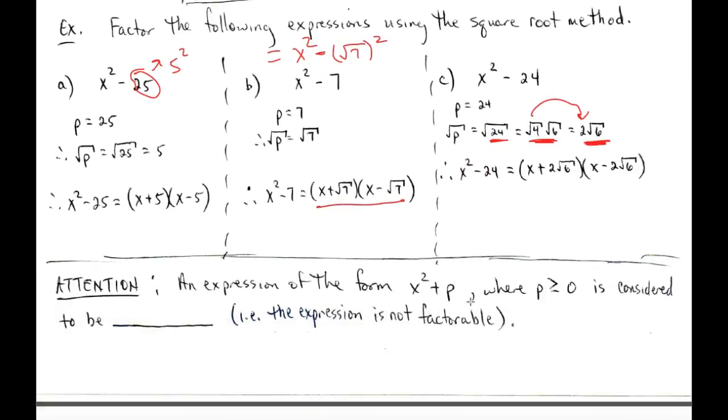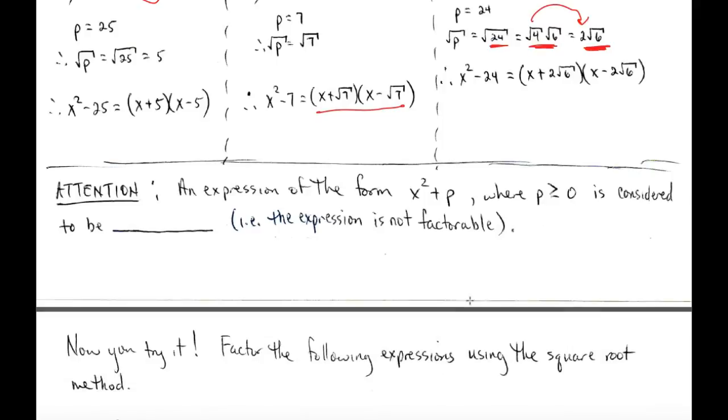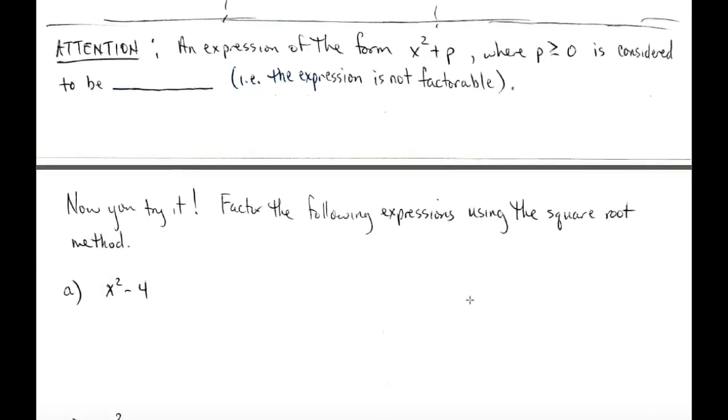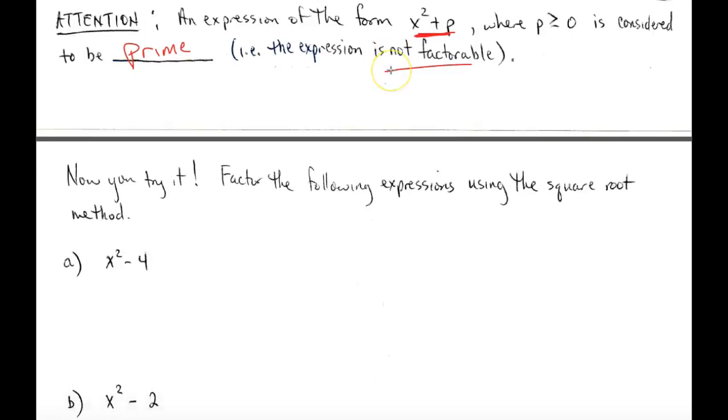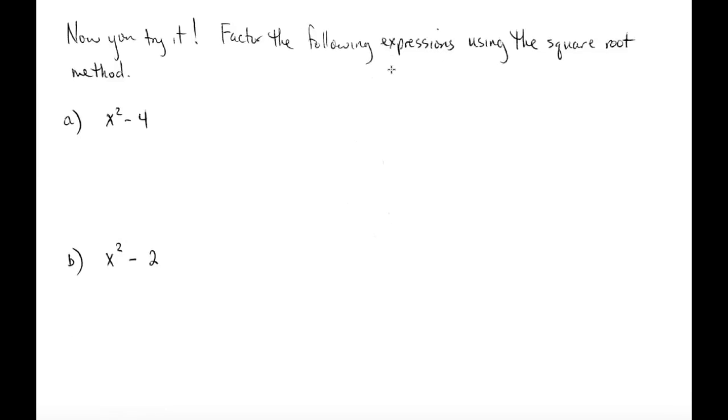All right, so moving on here. One of the things we want to make sure of is that if we have an expression of the form x squared plus p, where p is greater than 0, then this particular expression is considered to be what we call prime, meaning that the expression is not factorable. Now, if we went deeper, we would find that if we tried to factor it, it would have complex numbers in it, but that's out of the scope of what we're trying to do now.